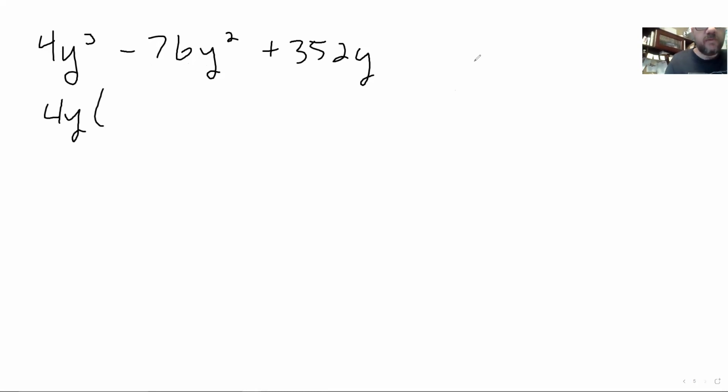So when I pull 4y out of 4y cubed, the thing I'm left with is a y squared, because that's what I would need to multiply 4y by in order to get 4y cubed. Pull a 4 out of 76, I'm left with 19. I pull a y out of y squared, and I'm left with a y. And then if I pull a 4 out of 352, 4 goes into 35 8 times.